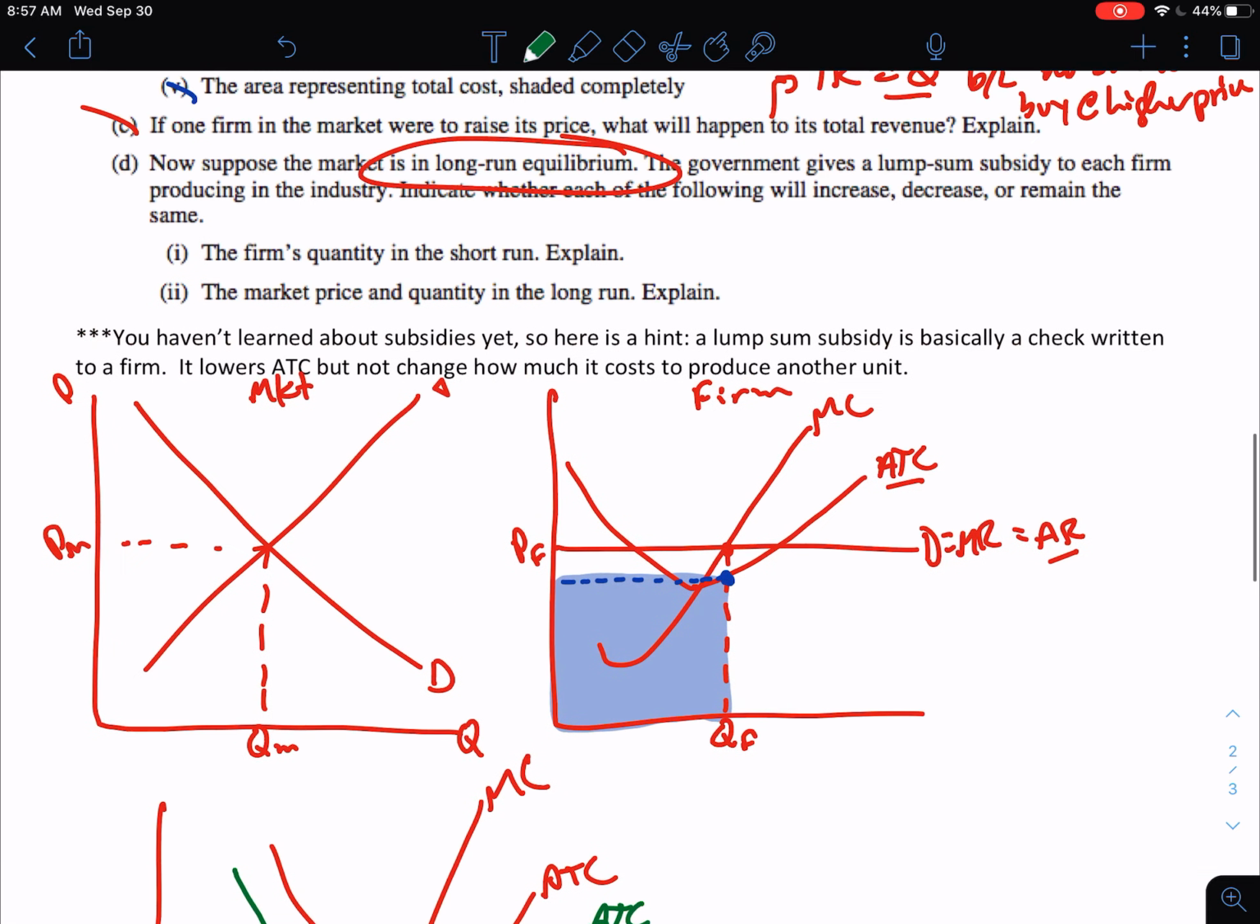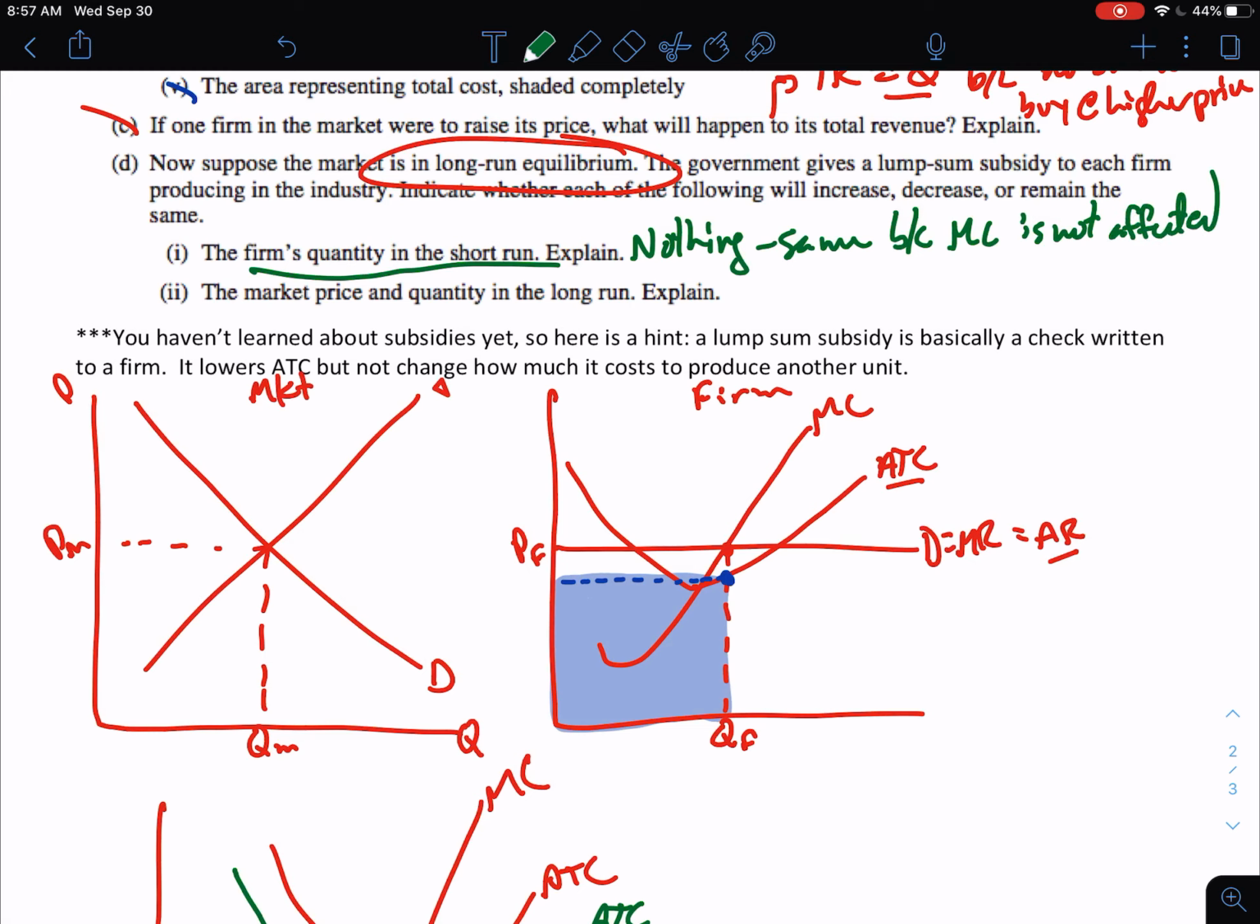All right, so let's go back up now, understanding that. What will happen to the firm's quantity in the short run? Nothing will happen. It will stay the same because MC is not affected by the lump sum subsidy. If it were a per unit subsidy, then it would change, because that would mean that if they produced more, they got a larger subsidy. So that would change marginal cost, but a lump sum does not.